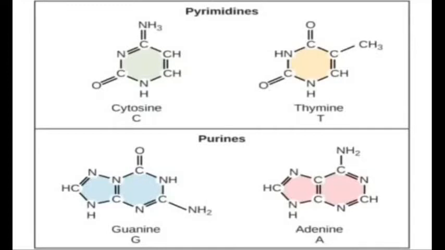These are the nitrogen containing organic compounds, the nitrogenous bases. There are two types, namely purines and pyrimidines. Purines are two-ringed nitrogen compounds. They include adenine and guanine. Pyrimidines are single-ringed nitrogen compounds. They include thymine and cytosine.